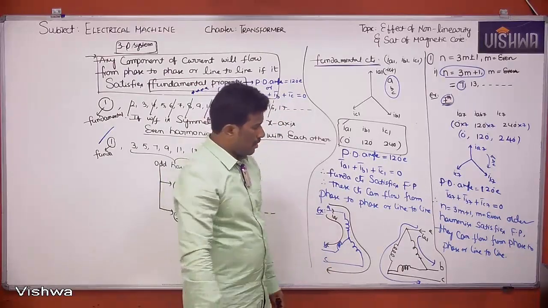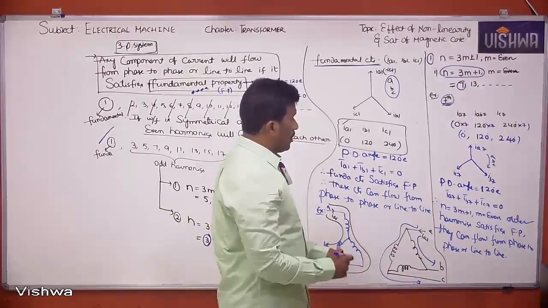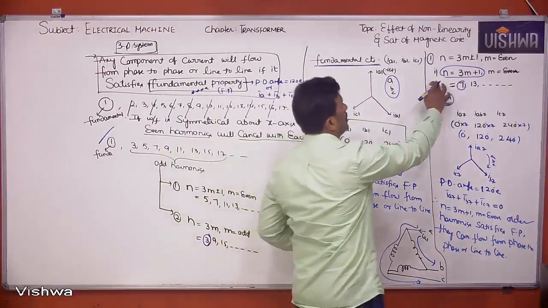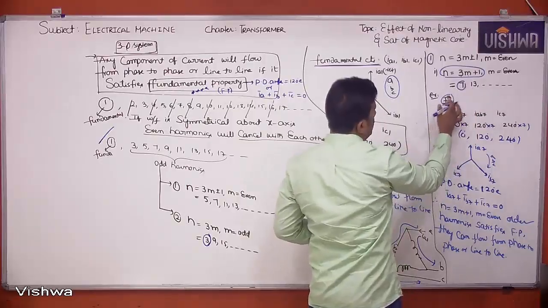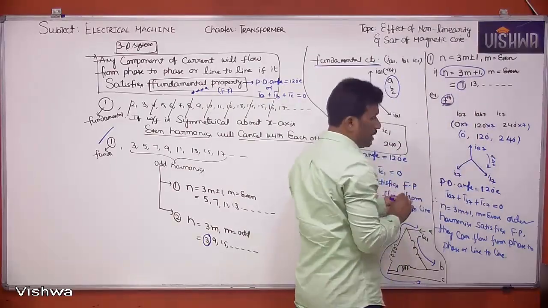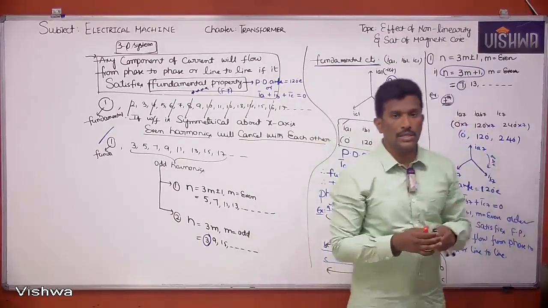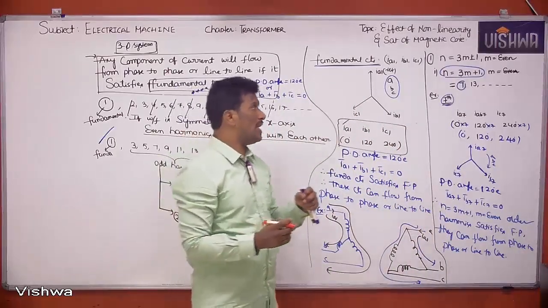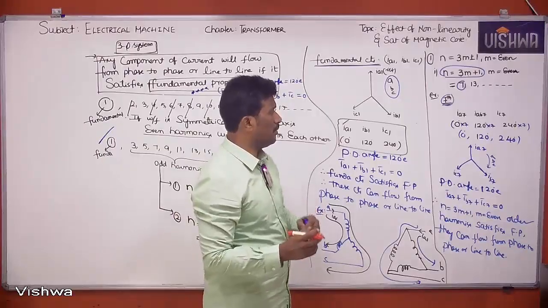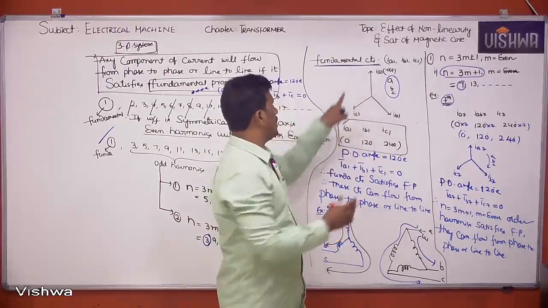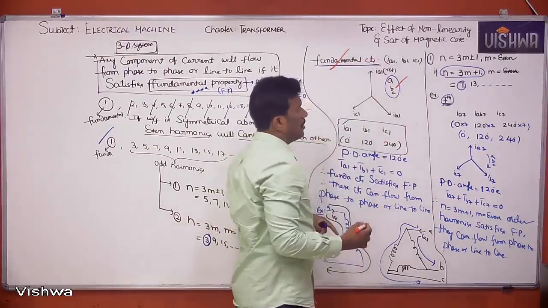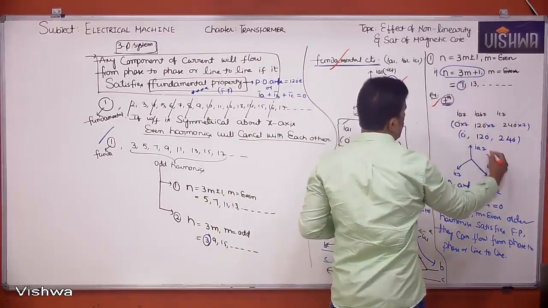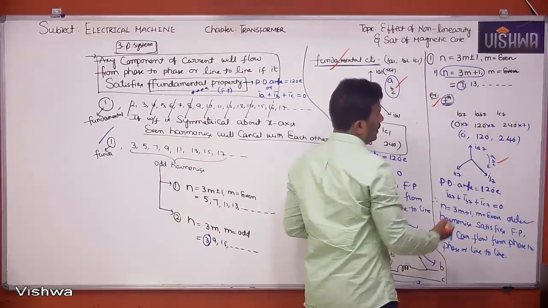Okay, right. Now here, one thing you have to understand. So ultimately, what is the conclusion? n equal to 3m plus or minus 1. If I take n equal to 3m plus 1, these harmonics can be called positive sequence harmonic currents. Why we are calling them positive sequence harmonic currents is very simple. What is the phase sequence of the fundamental? ABC. What is the phase sequence of n equal to 3m plus 1, or the 7th harmonic? ABC only. Is it clear?